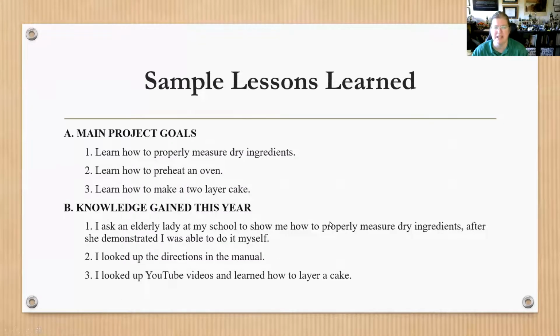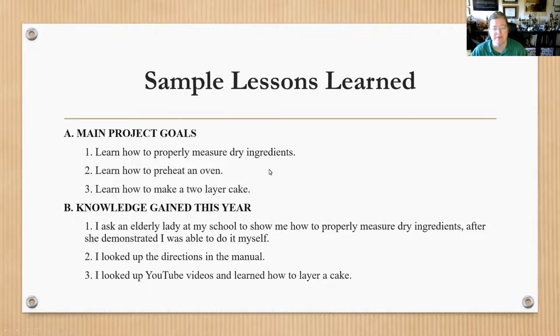So let's look at some of these. This is an example from a beginner record book we had. They set 3 goals: learn how to properly measure dry ingredients, learn how to preheat an oven, and learn how to make a 2-layer cake. We would give them full marks on these 3 because they all pertain to this youth's cooking project. However, are they SMART goals? Not necessarily. They're not measurable.